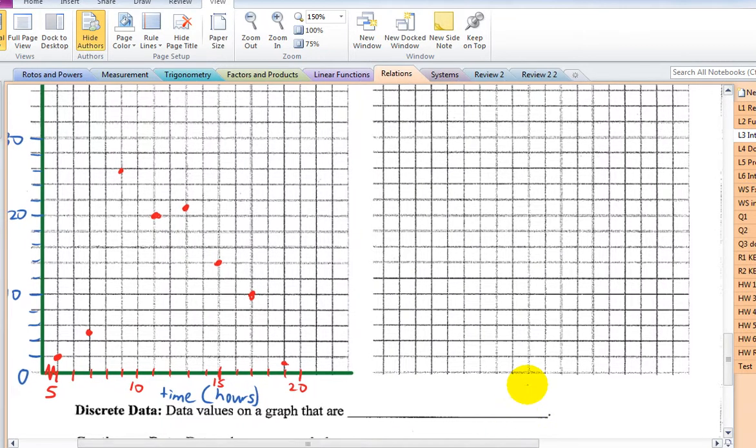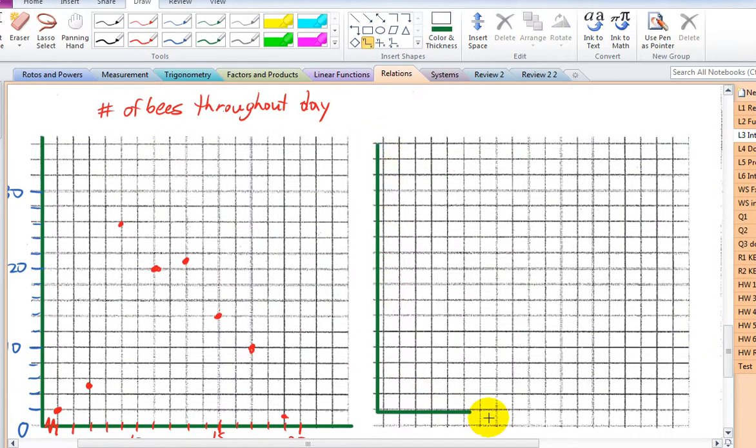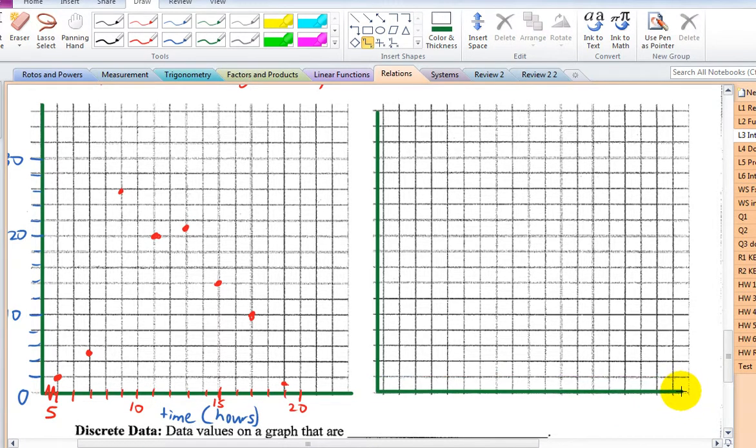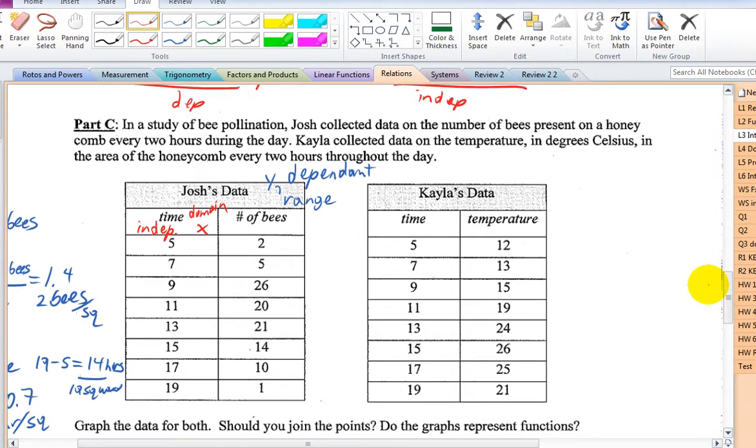Okay, so let's do the next one. First thing is, draw your axes. Go. Okay, label your axes. So you have to do a depends on sentence. What should be the depends on? Does time depend on temperature, or temperature depend on time? Well, it makes more sense for the temperature of the hive to depend on the time of day.